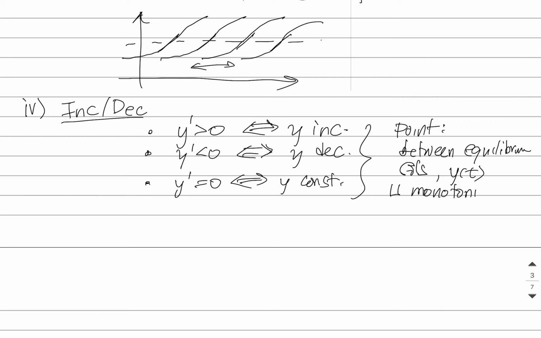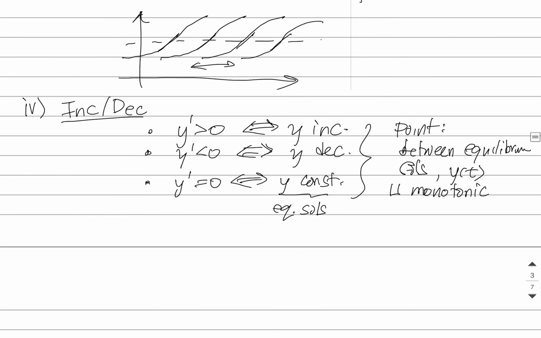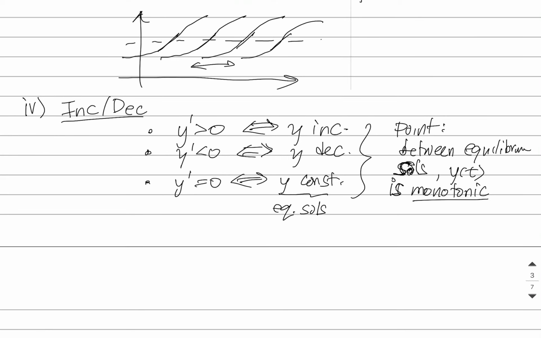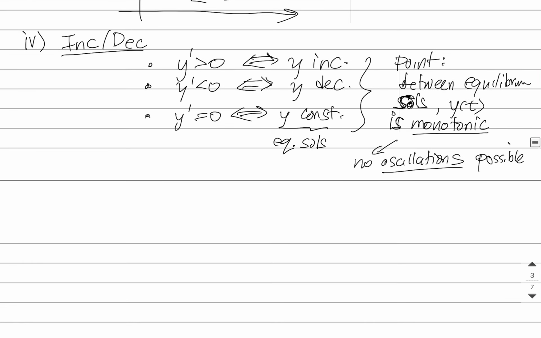So remember, equilibrium solutions happen when the right-hand side of that differential equation is 0. In between them, I can't have any other equilibrium solutions. So that means my solution is always either increasing or always decreasing. So the solution is what we call monotonic. It's behaving the same way. There can't be oscillations. So in a first-order problem like that, no oscillations are possible. The DE tells you everything.